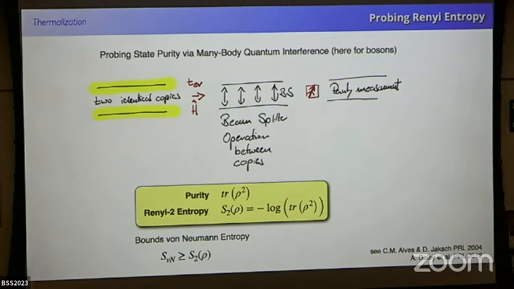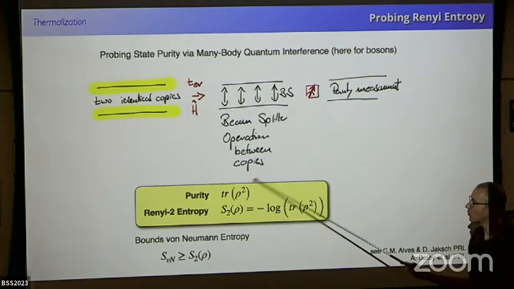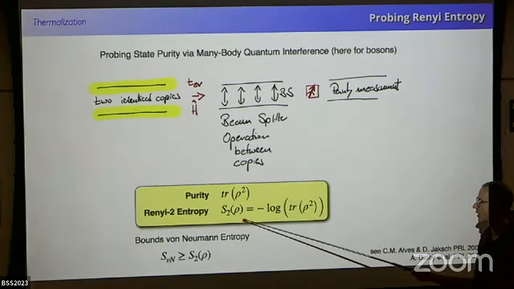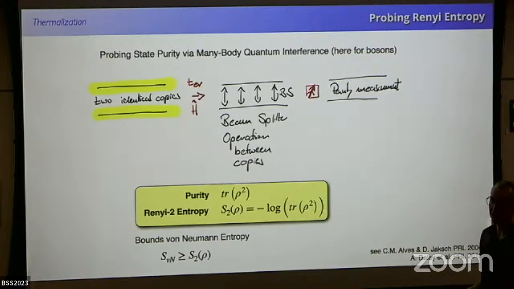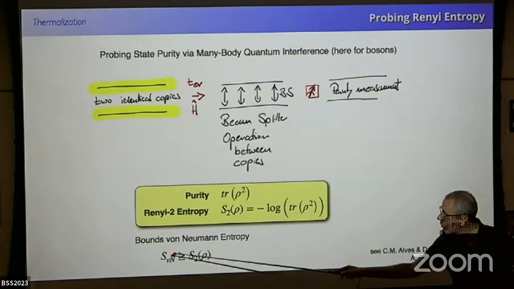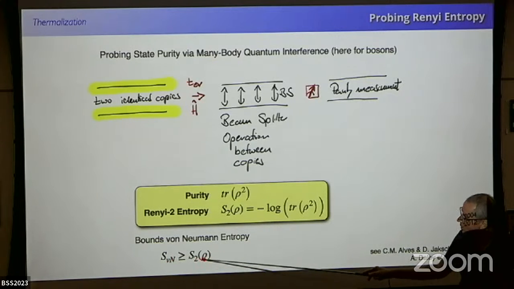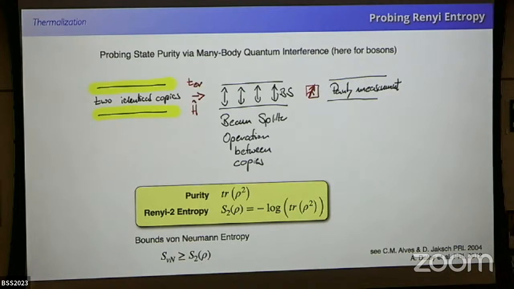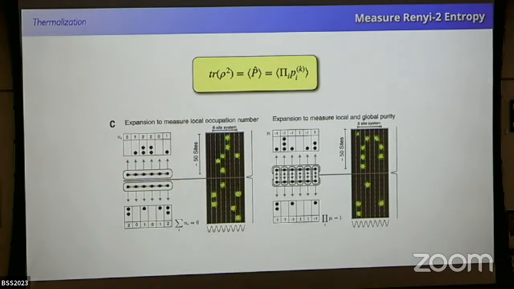Take the product of that parity measurement, and what you can actually show is that it gives you a measurement of the purity of the system, or the Renyi 2 entropy, which is just the logarithm of this purity of the system, plus different smaller subsystems also. And it has been shown that this is a bound to the von Neumann entropy. So when you measure the Renyi 2 entropy, the von Neumann entropy always has to be larger than the Renyi 2 entropy.